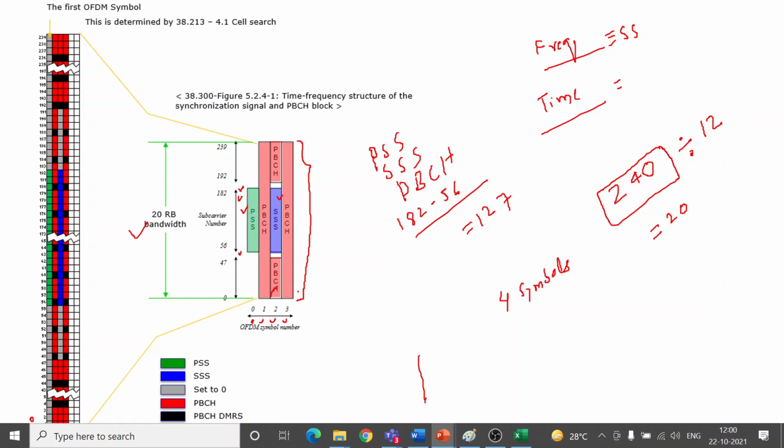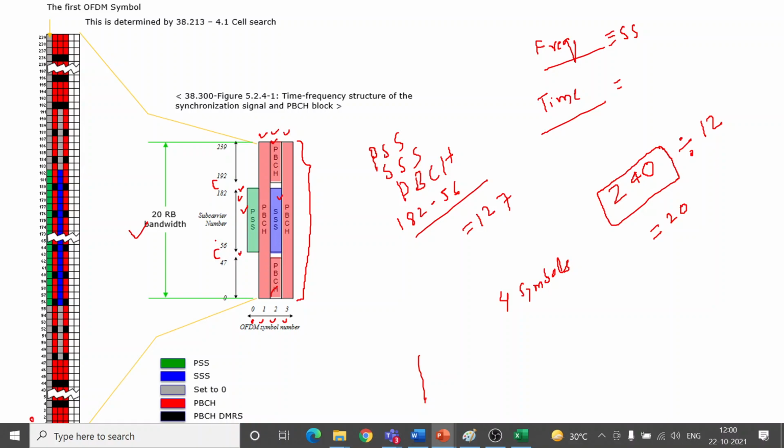And your PBCH is spread here in symbol 4. The entire 240 subcarriers will contain PBCH. In symbol 2, the balance of SSS will contain your PBCH. There is some gap also. How much is the gap? From 182 to 192, this is the gap. And here from 47 to 56, there is a gap. So you have PBCH here. There are three symbols where PBCH is there: symbol 1, symbol 2 and symbol 3.